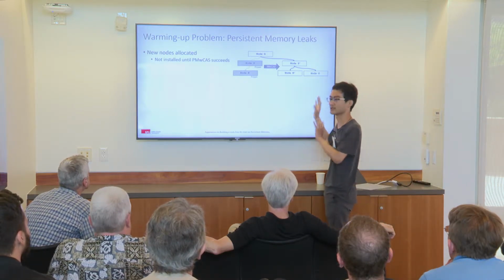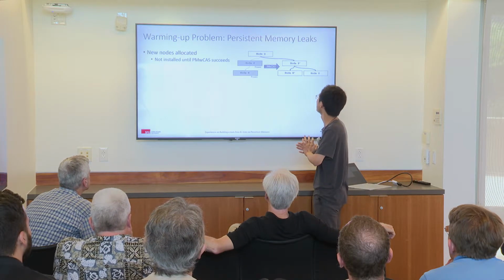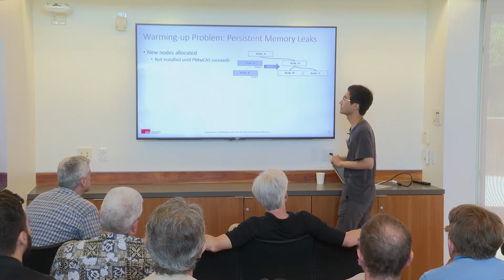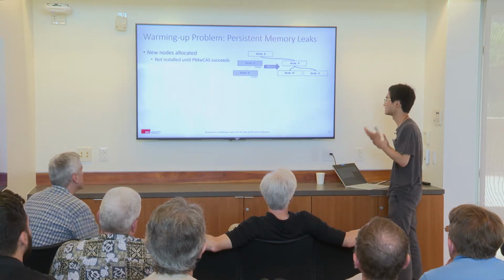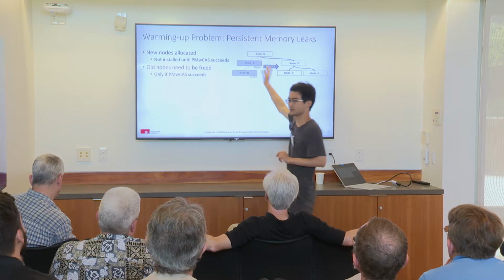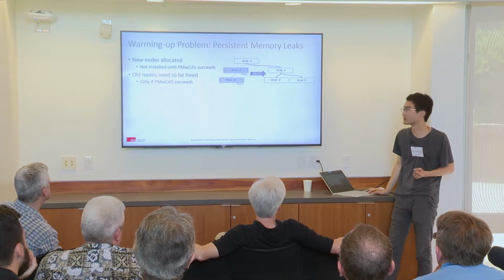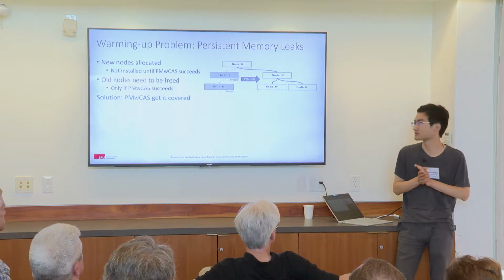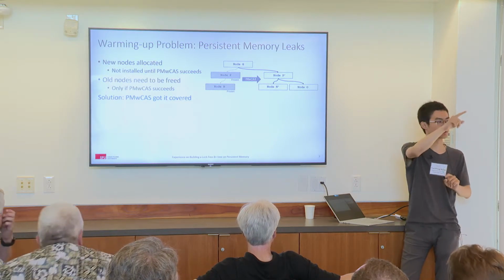One is sort of simple and easy. Basically, this is a persistent memory leak. First of all, you will notice here that we have new nodes allocated, right? But these new nodes, they're not really owned by the tree until the PMwCAS actually succeeds, right? So in other words, you need something else to own it. And also the old node here, we need to free them, to return it back to the allocator. But this is only if the PMwCAS succeeds again, right? So PMwCAS actually got it covered. It supports this sort of interaction between the data structure and the allocator.